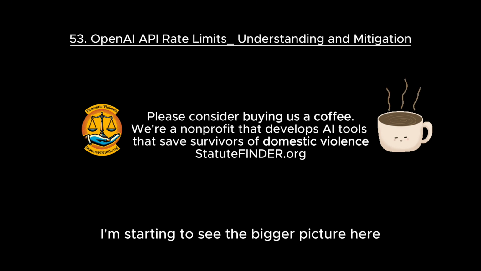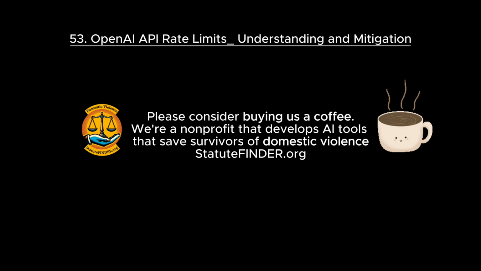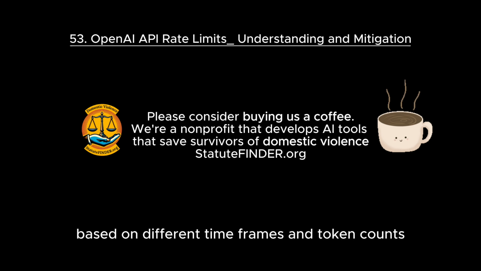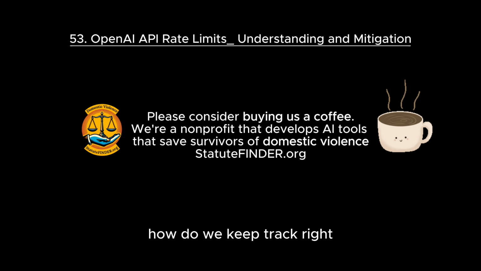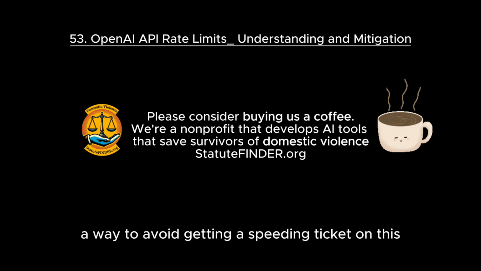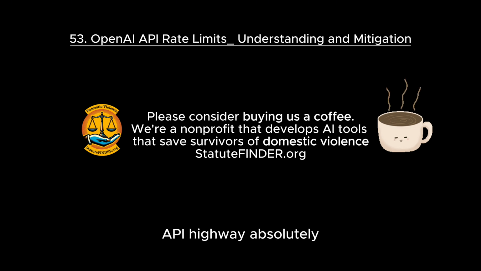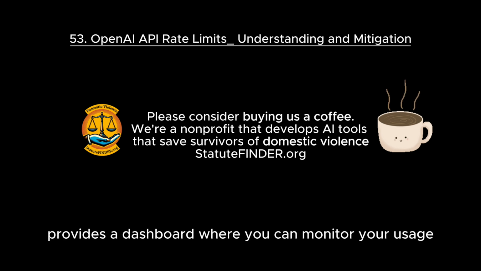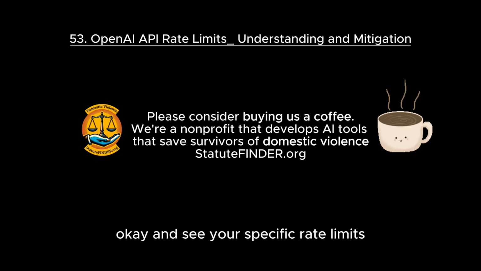Right. I'm starting to see the bigger picture here. But with all these limits, based on different time frames and token counts, how do we keep track? Is there a way to avoid getting a speeding ticket on this API highway? Absolutely. OpenAI provides a dashboard where you can monitor your usage and see your specific rate limits based on your usage tier.